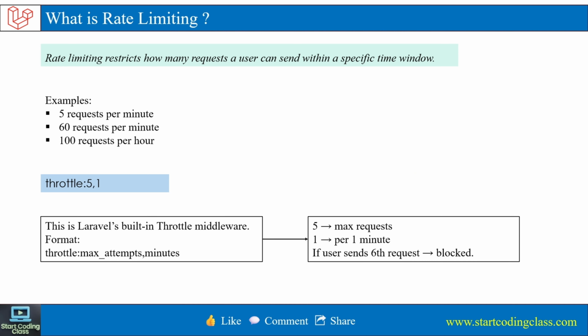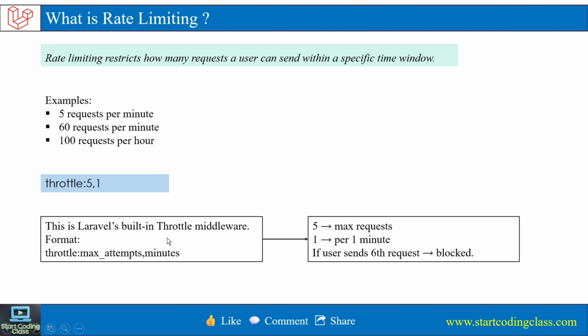So first of all, the first question in our mind is: what is rate limiting? Rate limiting, as the name suggests, means how many requests per minute, per second, or per hour a user can send to your API. This is defined by you. If you have defined 5 requests per minute, the user can't send more than 5 requests in a minute. If you define 60, then they can send 60, and after that they will get a 429 status code, too many attempts, something like that.